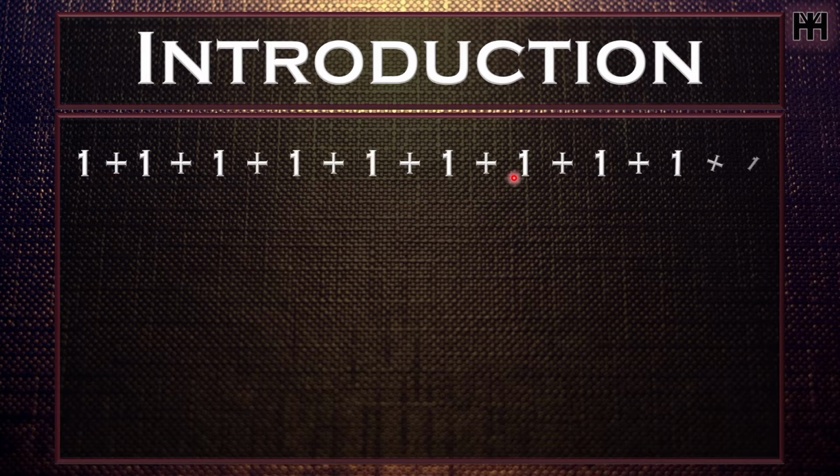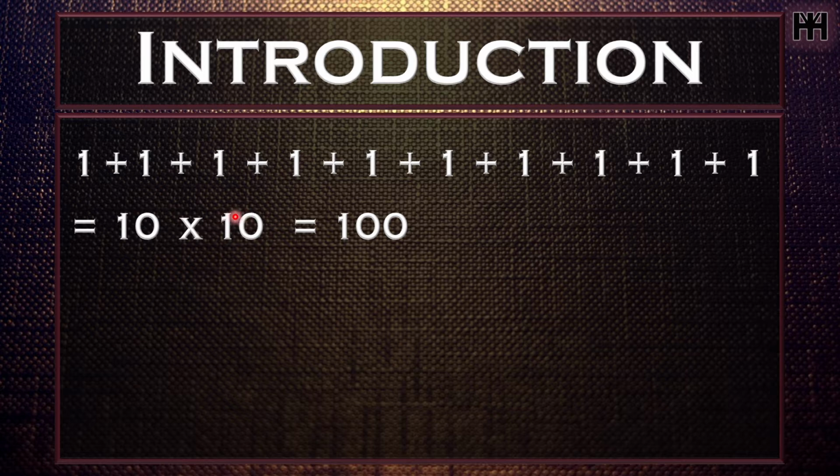Let's say we have the number 1, and we add another 1. Then we add another 8 ones. So the total of them will be 10. This 10 contains inside it 10 ones. If you multiply this 10 by 10, it will give us 100. So this 100 also has 10 of this 10 inside it. If you multiply it by 10, it will give us 1000, and this 1000 has 10 100s inside it, and so on.